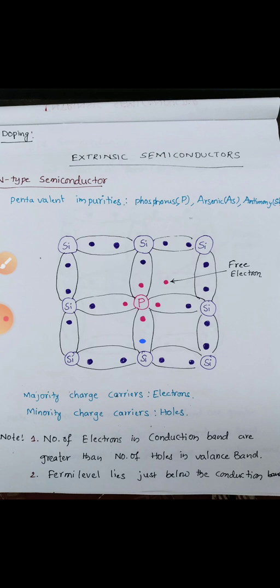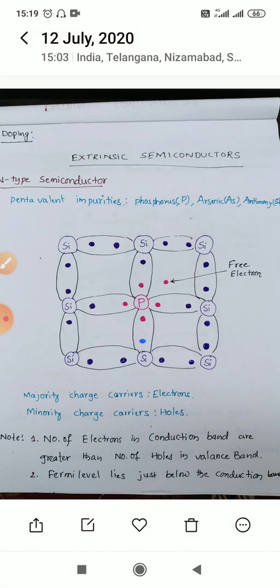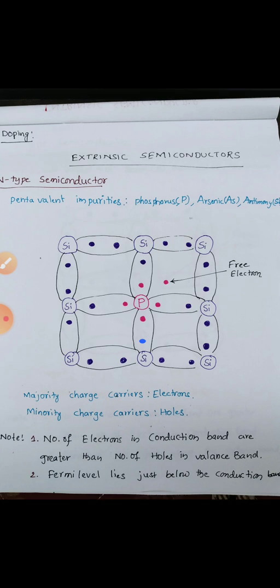If you consider a pure semiconductor, it has very less charge density. That means the number of charge carriers in unit volume is very less in a semiconductor compared to conductors. So we cannot use these semiconductors for conducting current. Because of that reason, we need to improve the charge density, that means the number of charge carriers per unit volume.